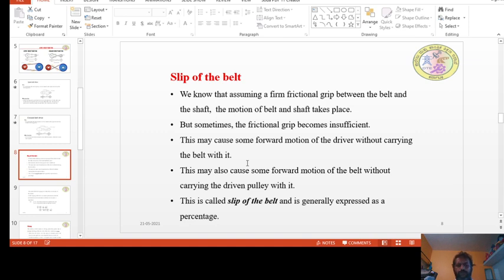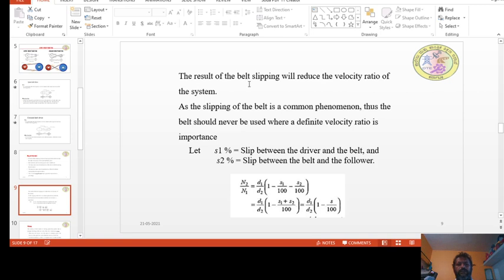This is what is called the slip, and because of the slip, the power transmitting capacity decreases. In other words, we can say the ratio changes. So this is called a slip of the belt and is generally expressed as a percentage. The result of the belt slipping is a reduced velocity of the system.